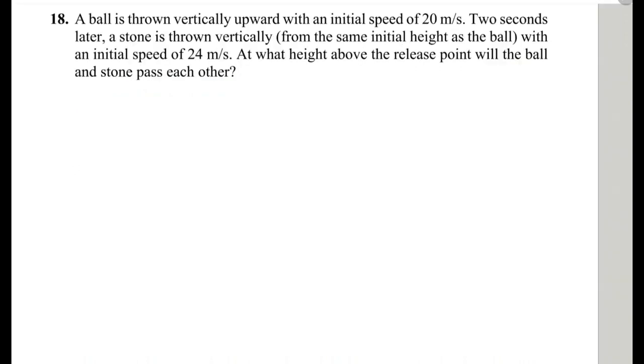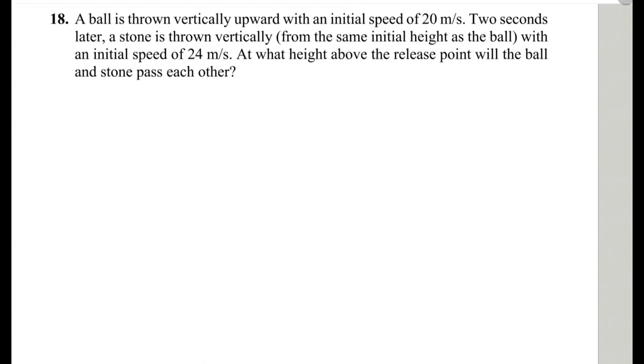A ball is thrown vertically upward with an initial speed of 20 meters per second. 2 seconds later, a stone is thrown vertically from the same initial height as the ball with an initial speed of 24 meters per second. At what height above the release point will the ball and the stone pass each other?